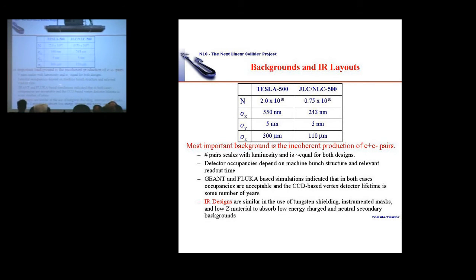The detector occupancies depend on the bunch structure, and basically all of the work that's been done here is well suited for the experimental community to help with, basically GEANT and FLUKA style simulations. And as I mentioned before, the bottom line is that all the IR designs are similar.